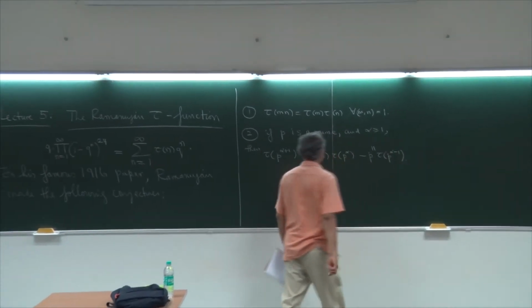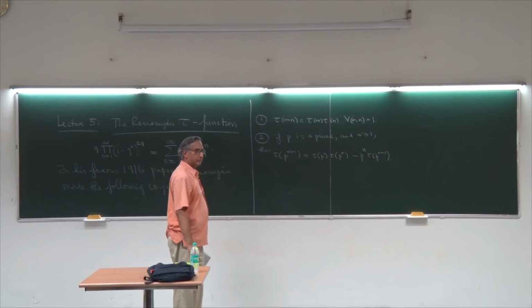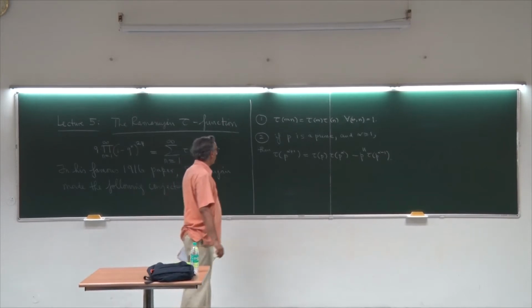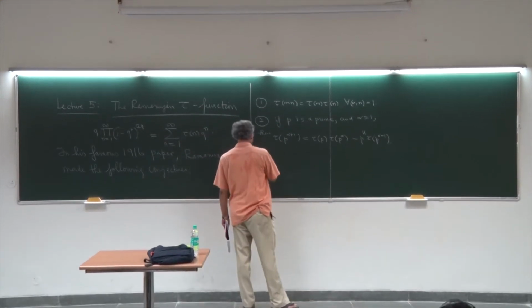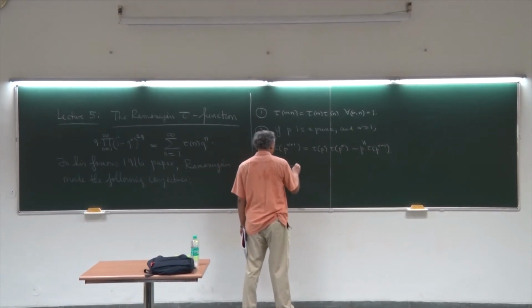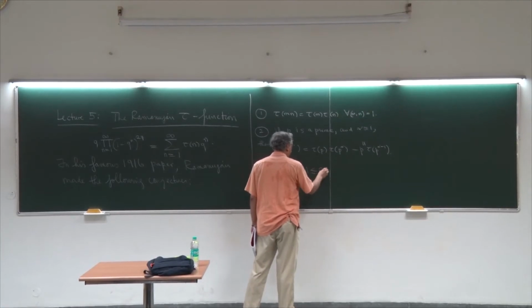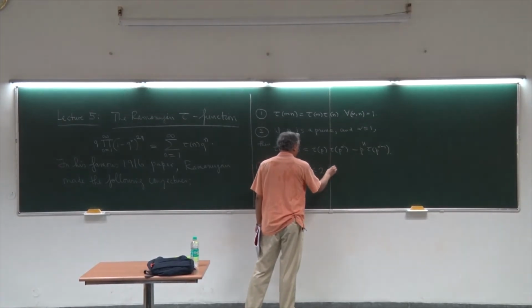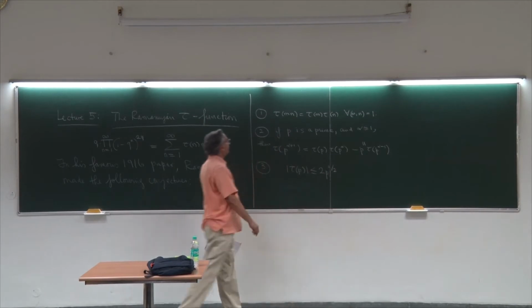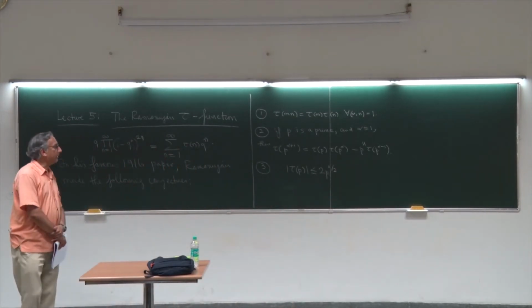So it's a recursion relation for the sequence tau of p to the alpha plus 1 in terms of the lower ones. And then the third conjecture is the famous Ramanujan hypothesis, that tau of p, when p is a prime, is always bounded by 2 times p to the 11 over 2. So these are the famous Ramanujan conjectures made in 1916.